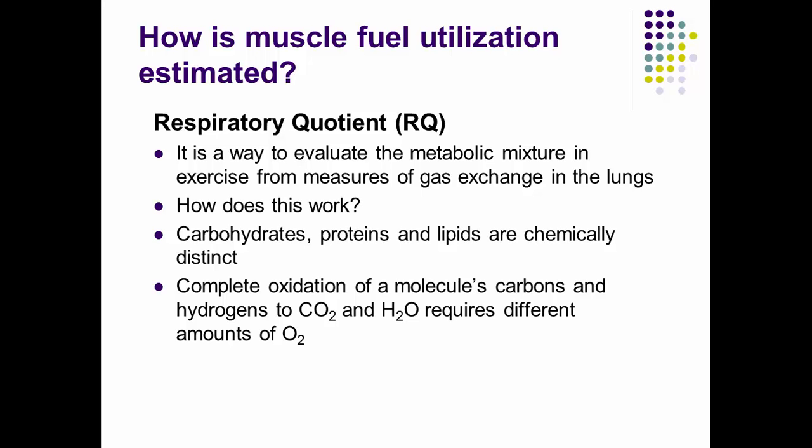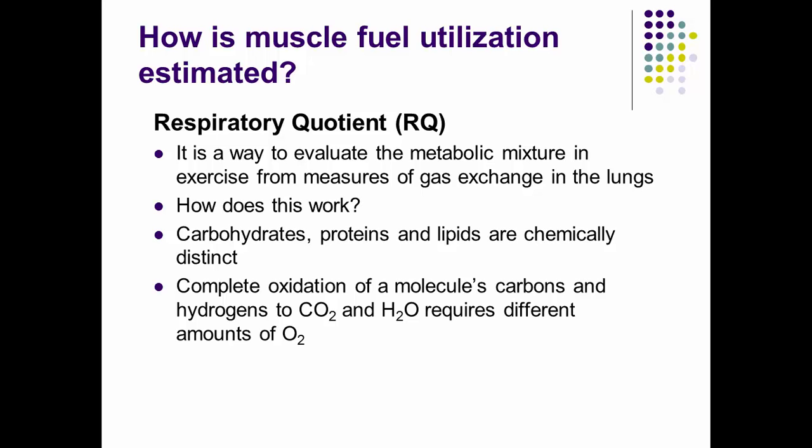So how do we measure the RQ? We usually measure the gas exchange in the lung: how much oxygen is being taken up and how much CO2 is being produced, and based on the ratio of the CO2 and oxygen, we calculate the RQ. So how does this work? Remember, glucose, amino acids, and fatty acids have different chemical compositions: oxygen, carbon, hydrogen, and amino acids also have nitrogen.